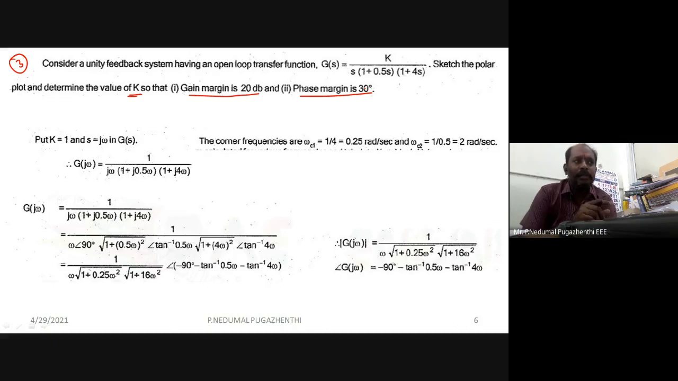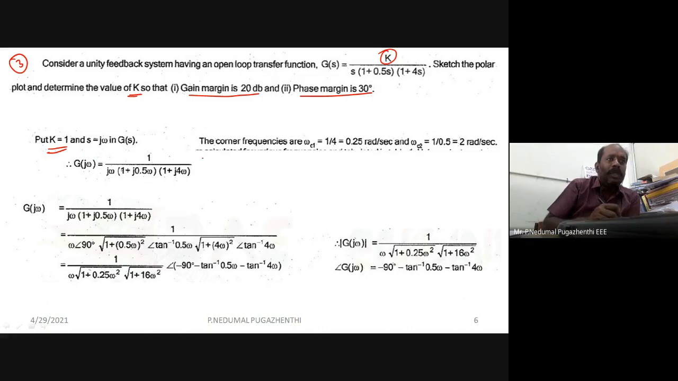Then we have to find the k value, because the transfer function is provided as k divided by s into 1 plus 0.5 s into 1 plus 4s. So this k value has to be found if the gain margin is 20 decibels, and also when the phase margin is 30 degrees. These are two cases. First I will put k equal to 1. If k is equal to 1, my equation becomes 1 divided by s into 1 plus 0.5 s into 1 plus 4s.